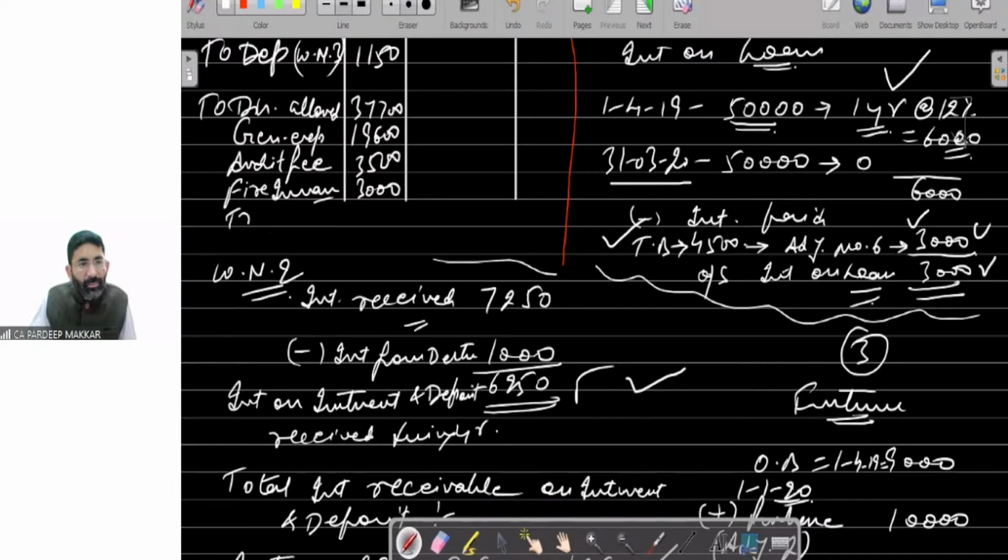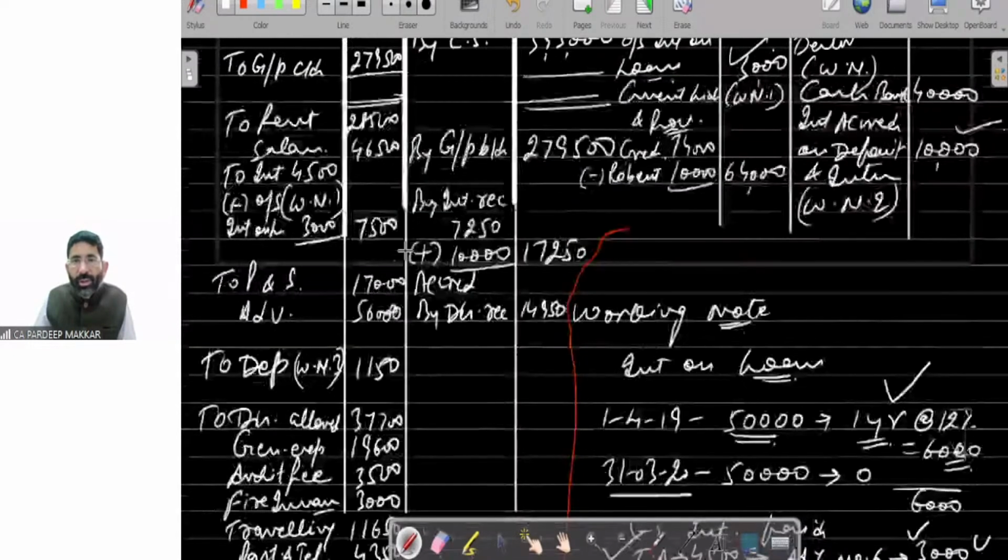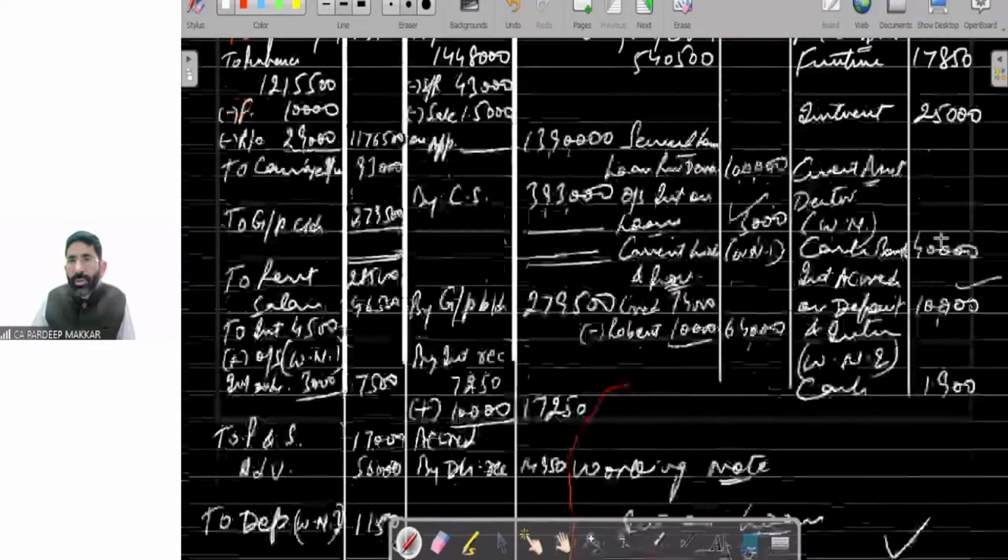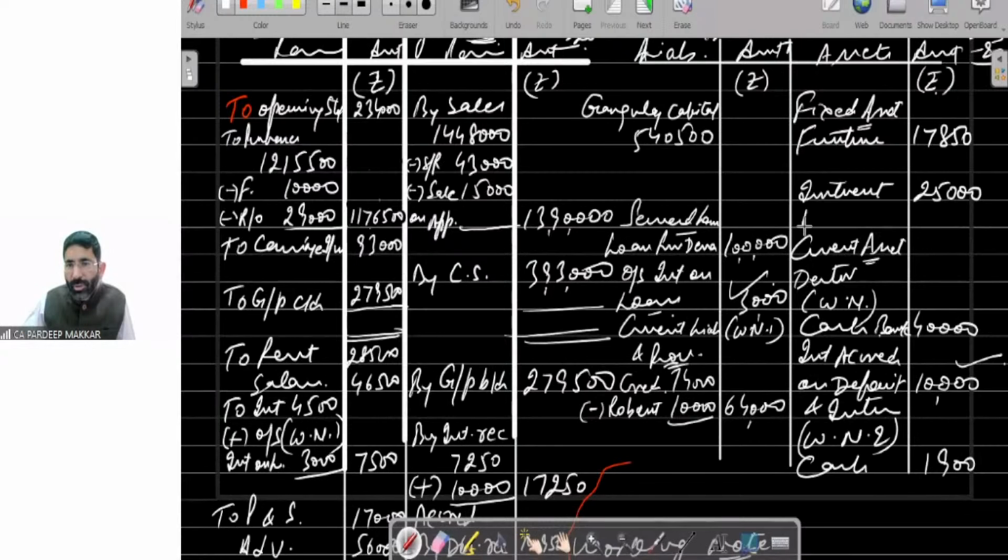Traveling expense beta, so this is 11,650. Postage and telegram 4350. Now coming to balance sheet. Cash in hand is given to you 1900. Deposits are given to you 1,50,000.